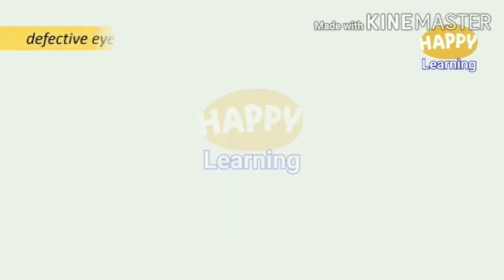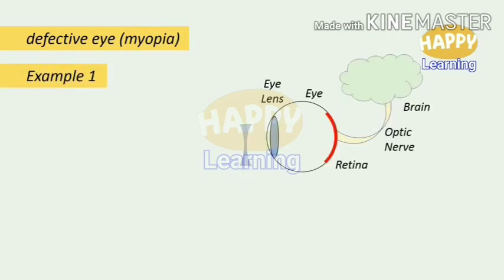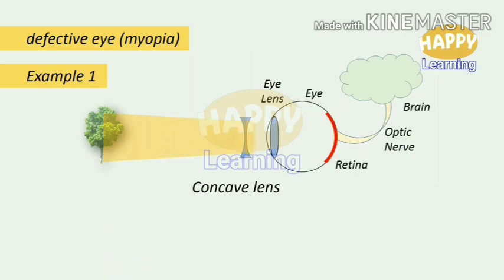Selecting a defective eye, a myopia problematic eye. A concave lens is introduced in front of the eye. The rays coming from the object are first diverged by the concave lens and then converged by the eye lens, and the image is formed on the retina. Hence, the brain reads a clear image.